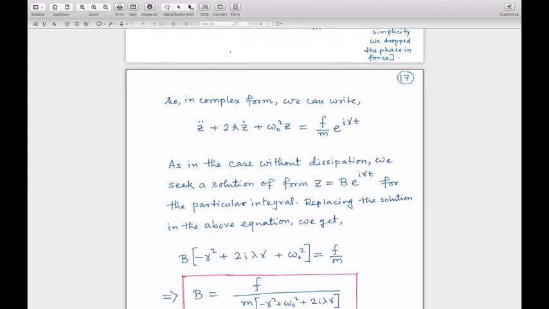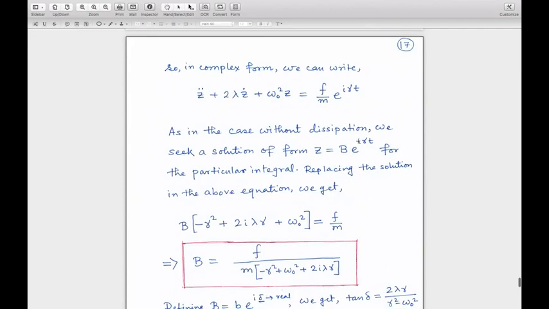So in complex form we write z double dot plus 2 lambda z dot plus omega square z is equal to F by m e to the power i gamma t, where x is equal to just the real part of z. As in the case without dissipation, we seek a solution of the form z is equal to b e to the power i gamma t, right? That was the case of non-resonant forced oscillation, for the particular integral part. We can follow the same methodology here as well.